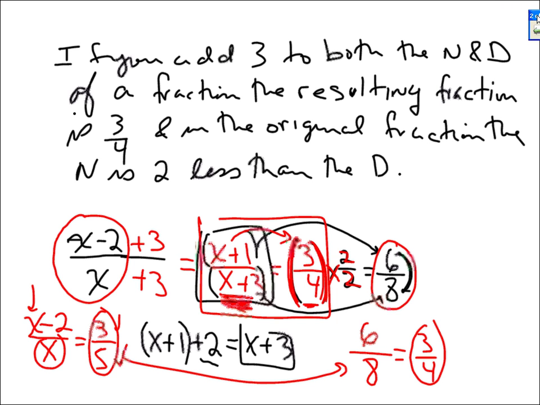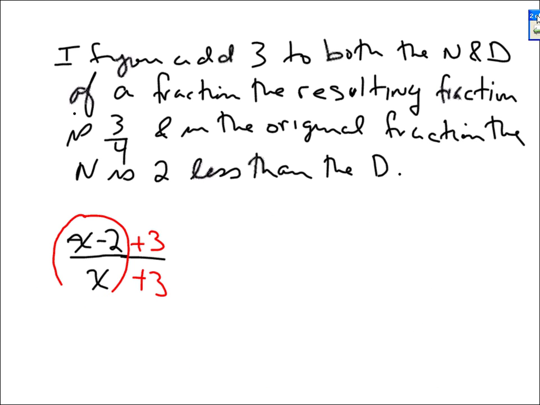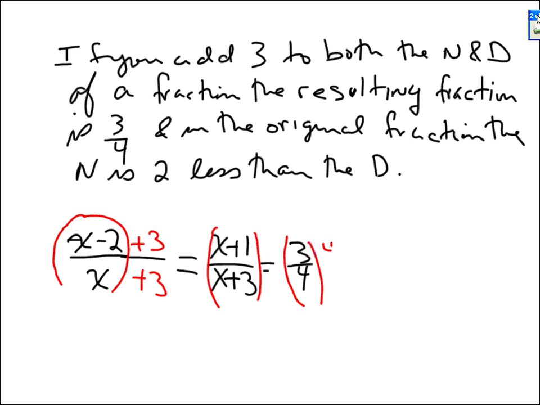But let us do it the long, hard way. Not exactly clear why one would want to, but let's do this. So after adding 3 to the top and to the bottom, we get x plus 1 over x plus 3, and we are told this is 3/4. Well, we have to clear out the denominators. Let us multiply both sides by 4 times x plus 3.